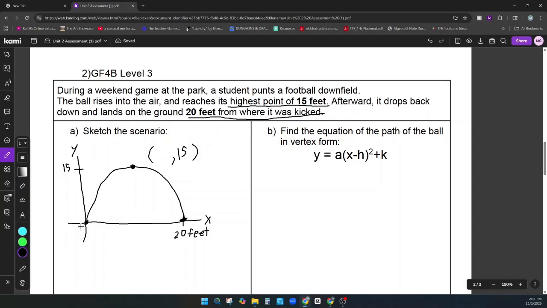So here my x-intercept, I start at 0, I move over 20 feet. So that means that my vertex must be at 10 feet, and my vertex will be at 10, 15, which are essentially going to be my h and k values for my vertex. So that means that I can start plugging in values. This is equal to y equals a x minus 10 squared plus 15.